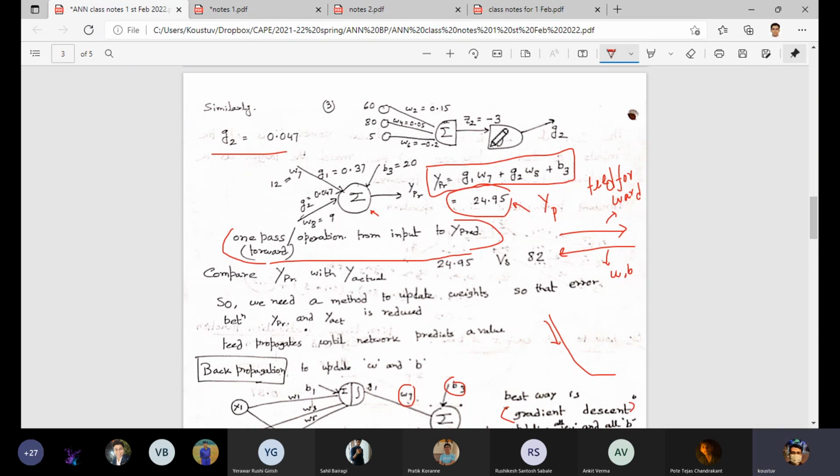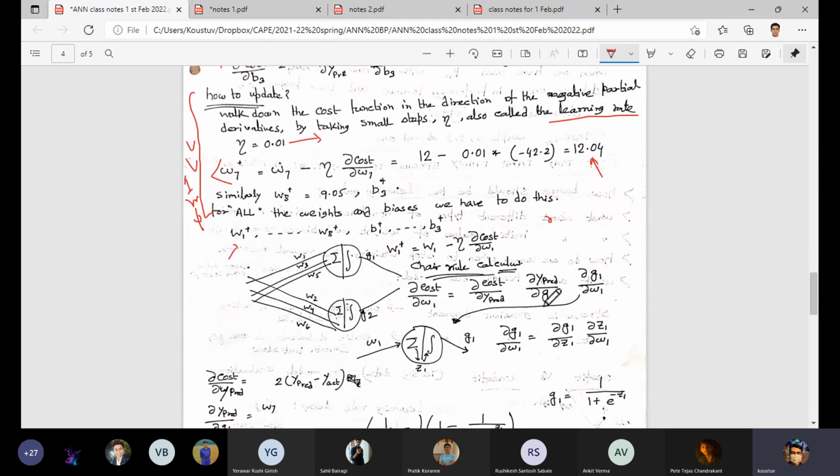G1 came from the first node or top node. So this derivative calculation is required, and then G1 is also related to W1. That is why, essentially, this derivative is calculated by multiplication of these individual derivatives. Again, that's the concept of chain rule.